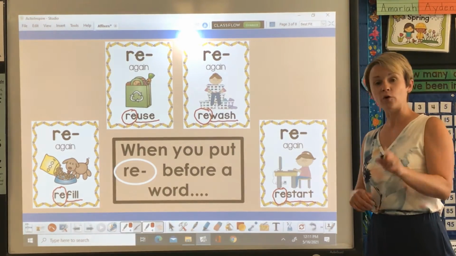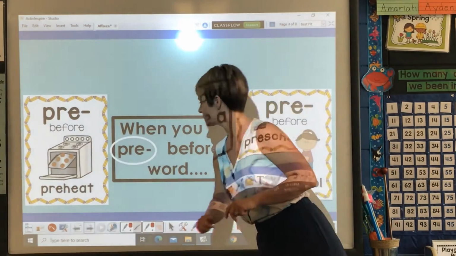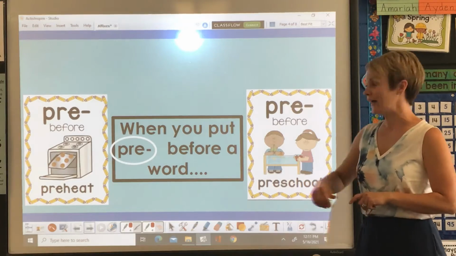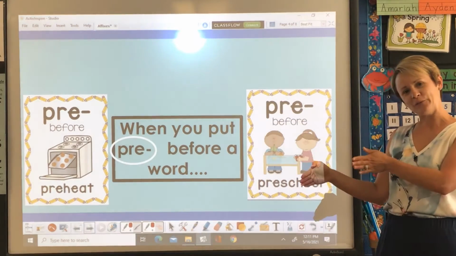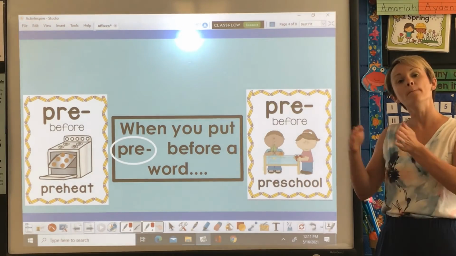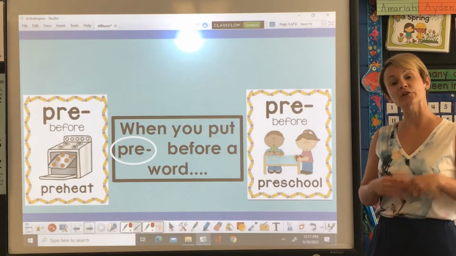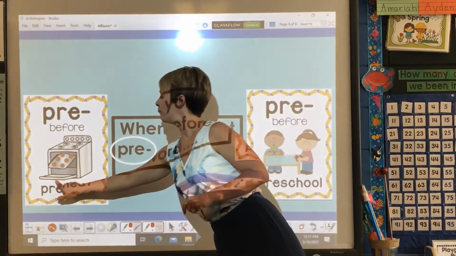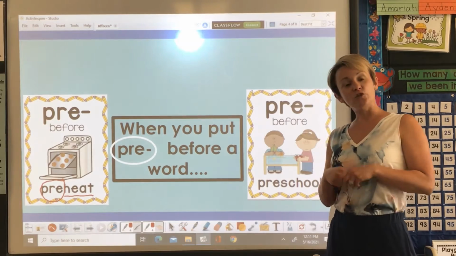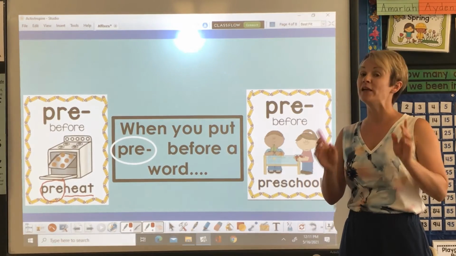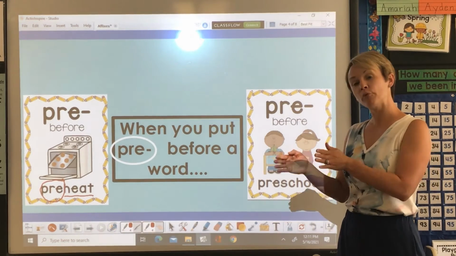I have one more prefix for you to look at. We add pre to the beginning of a word, and that means before. A great example is when you're cooking, you preheat the oven. That means you get the oven hot before you put your delicious cookies in to bake.